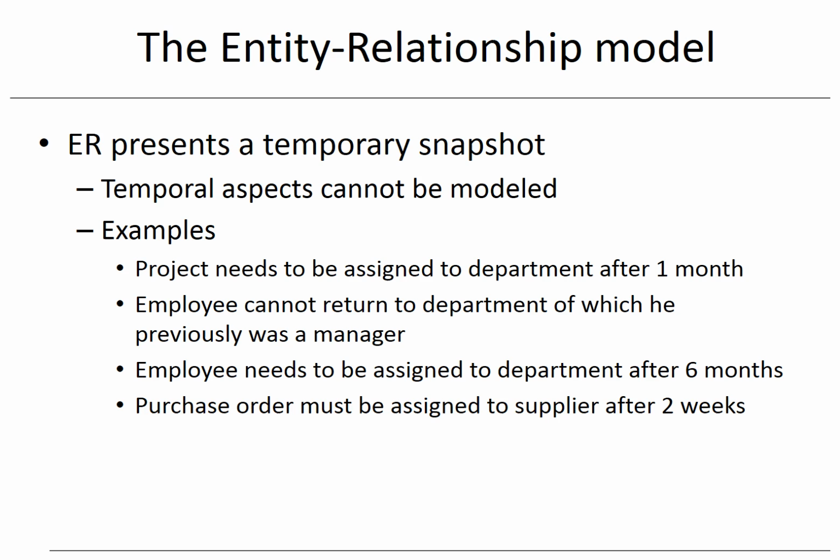An employee needs to be assigned to a department after 6 months. A purchase order must be assigned to a supplier after 2 weeks. These rules need to be documented and followed up with application code.